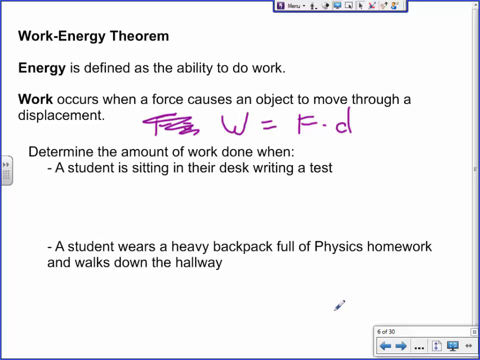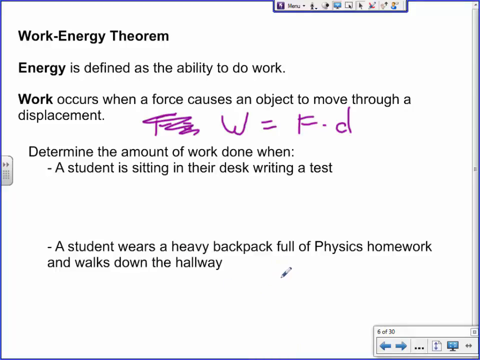So essentially, energy could be 1/2 mv squared, it could be mgh, it could be 1/2 kx squared, or energy could be force times distance. How much work are you doing when you sit in your desk? Really none, because you're not moving. Well, maybe you're moving your hand, but in terms of the big picture, unless you actually have a displacement, you're not doing anything.